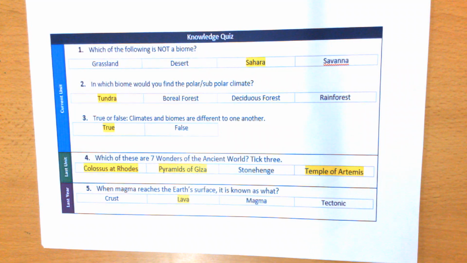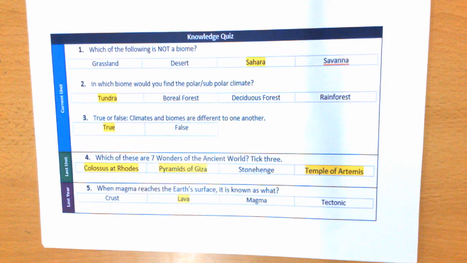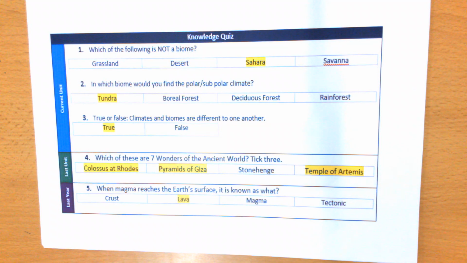Well done. And finally, throwback to last January and February when you were in Year 4. Number 5. When magma reaches the Earth's surface, it is known as what? Crust, lava, magma, or tectonic. When magma hits the surface, it is lava. So well done. If you got all 5 correct, well done. Not to worry if you didn't, you learned from your errors. Make sure they're all marked now, so pause the video here if you need to mark any further, and then I look forward to seeing all your answers on Seesaw later on.